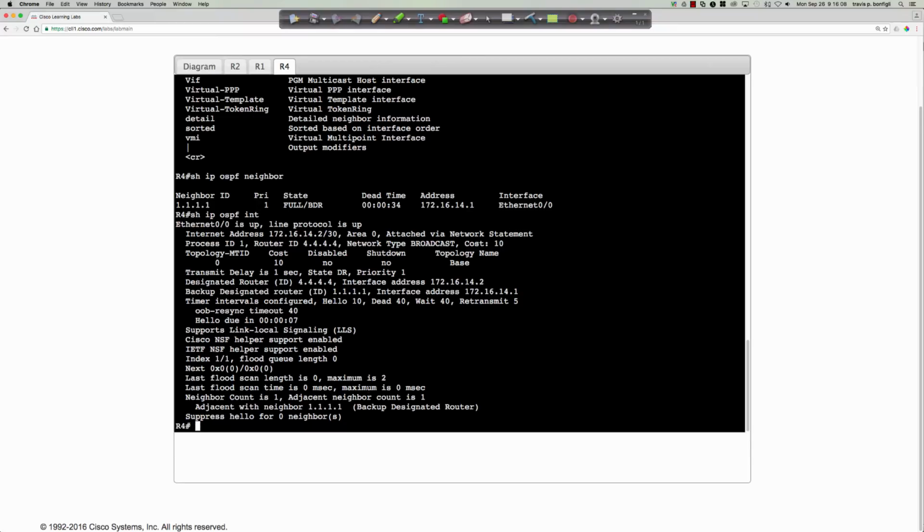And you can see the designated router ID. We can see that Router 4 is, in fact, the designated router. So Router 4 in area 0 is going to be responsible for making sure that that information gets propagated.